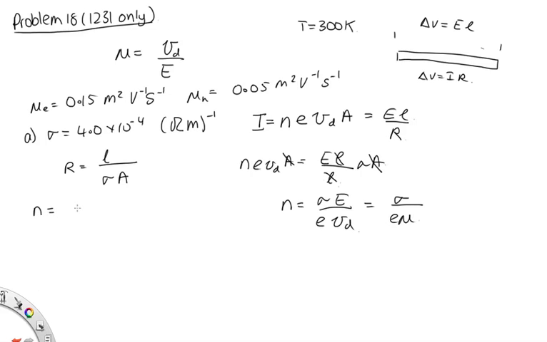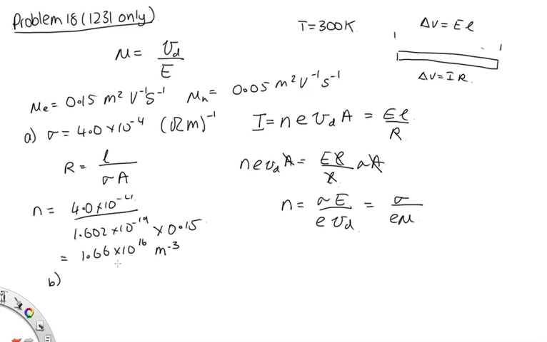So n is equal to sigma, which is 4.0 times 10 to the minus 4, over e, 1.602 times 10 to the minus 19. In this type we're told it's doped with N, so there's a lot more electrons than holes, so we'll use the mu E. So this is times 0.15. And solving this on the calculator, we end up with 1.66 times 10 to the 16 inverse meters cubed. Part B asks us for p-type silicon. So in this case, there's a lot more holes than electrons, so we'll use this for our value of mu instead.